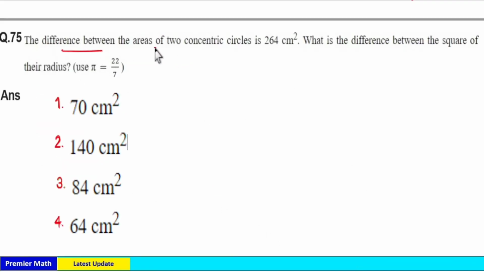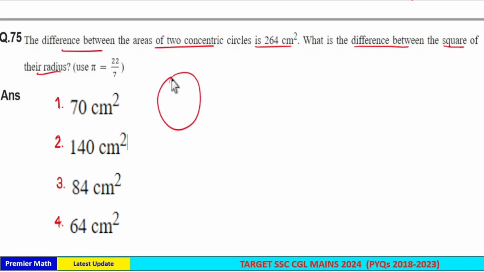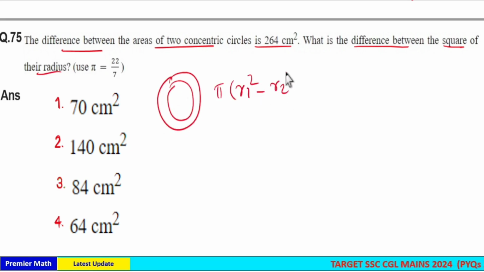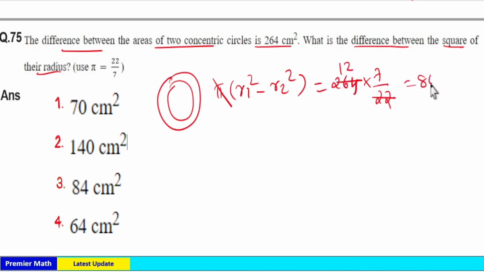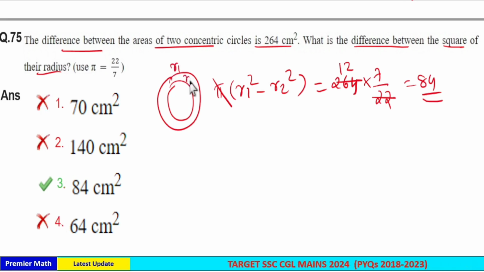The difference between areas of two concentric circles is 264 centimeters square. What is the difference between the square of their radius? Here difference between areas of two circles is equal to pi into r1 square minus r2 square, which is given as 264 centimeters square. Then difference between square of radius is equal to 264 into 7 by 22. 22 goes 1 time in 26, 2 times in 44. 12 into 7 is equal to 84. So option 3 is your answer. Here r1 and r2 are radius of these two circles.